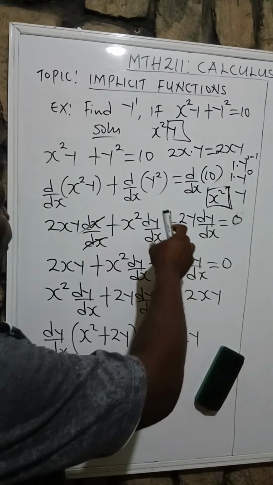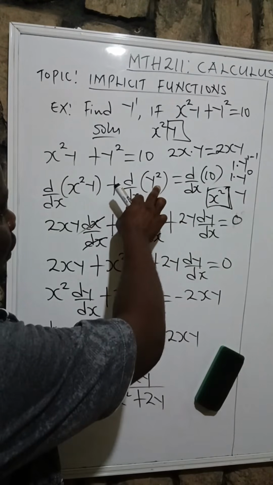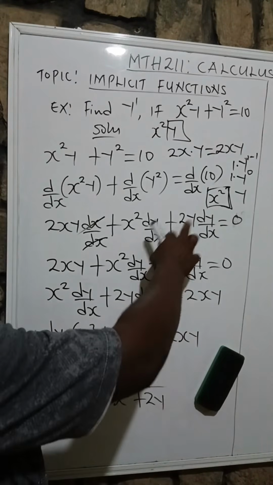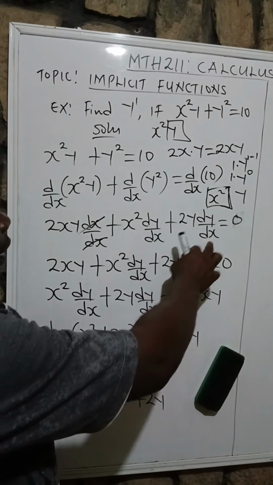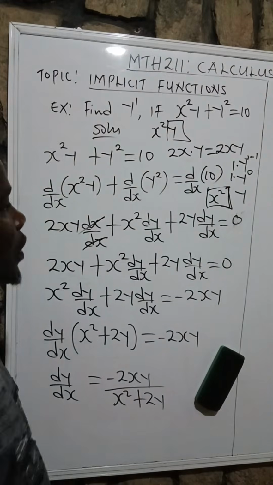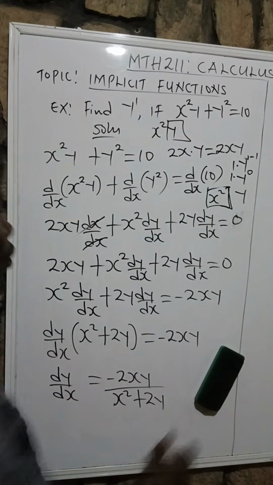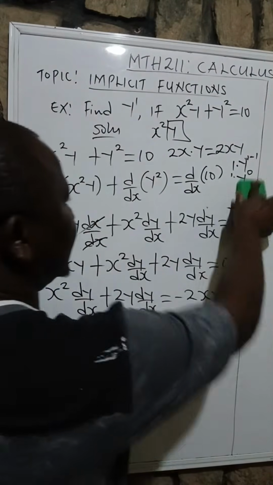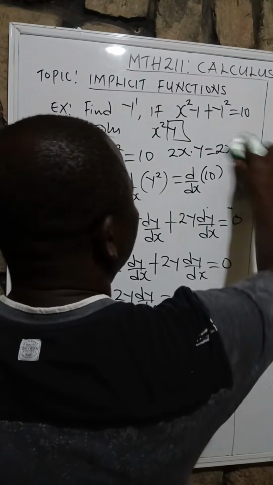Then plus, we differentiate this one. When you differentiate y squared, you are going to have 2y dy all over dx, equals to, if you differentiate a constant, you are supposed to have 0. True or false? So that is why you are seeing the 0 here.